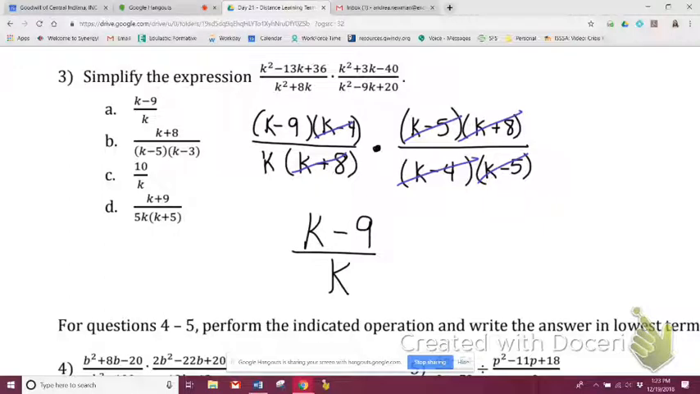Can I cancel out those k's? No, absolutely not. The top one is being involved in a bigger picture. So it's k minus 9. Can't cancel that k out.